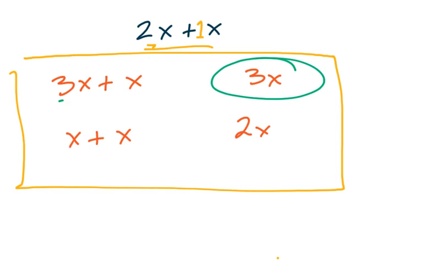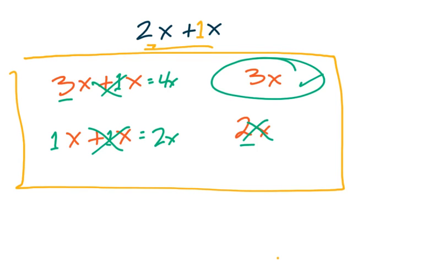Here we have a 3x plus 1 more x. So this is really 4x. So that one doesn't work. This would be a 1x plus another 1x. So that's really only equal to 2x. And this one says 2x. So that doesn't work in any of those cases. But this one is correct.